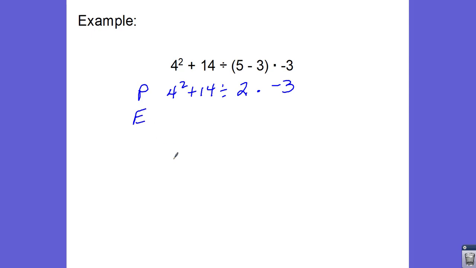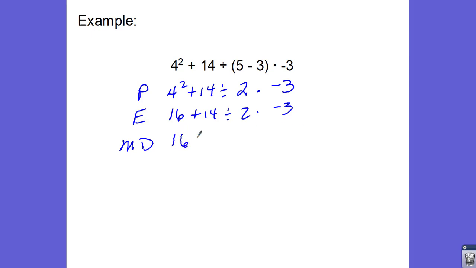Then I move to the exponent line, and I do 4 squared. We know 4 squared is 16 because it means 4 times 4. Then I just bring down the remaining things because I haven't used them yet. The next thing we're going to do is the multiply divide line. Just because it says multiply first does not mean you do multiply first. You do any multiply or divide as you come across it, moving across the line.